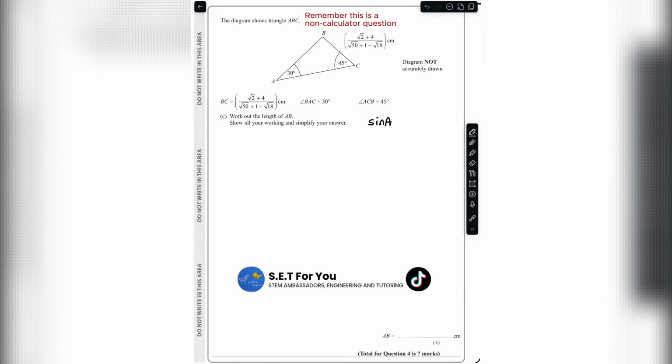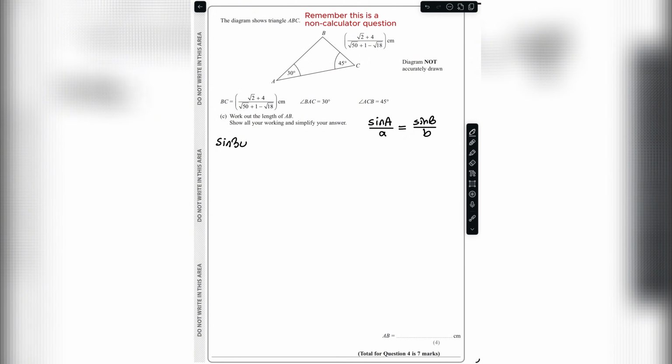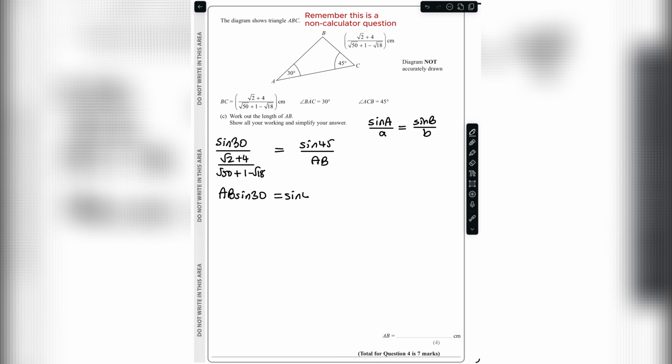So using the sine rule, which states that sine A divided by a equals sine B divided by b, we can state that sine 30 divided by its opposite length, which is root 2 plus 4 divided by root 50 plus 1 minus root 18, equals sine 45 all over the length AB. And in order to simplify this equation, I'm going to cross multiply. So AB sine 30 equals sine 45 multiplied by the denominator, which is root 2 plus 4 all over root 50 plus 1 minus root 18.